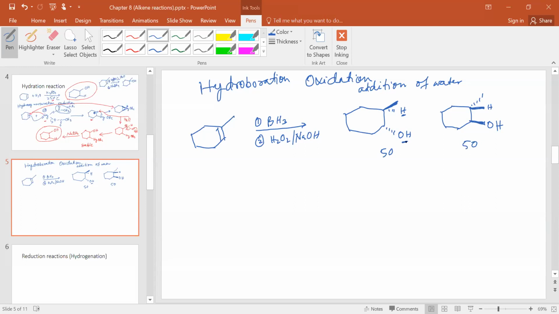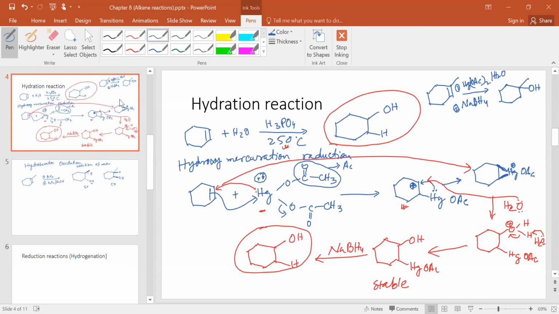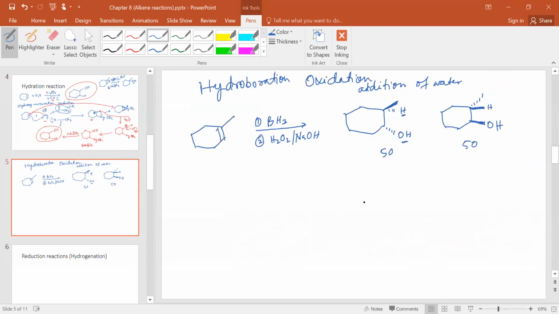So we'll see the mechanism. In the previous slides, we saw that both additions of water happen according to Markovnikov's rule. Here the product is the anti-Markovnikov product. So what is the mechanism? First, see hydrogen, boron, and hydrogen, this is added.